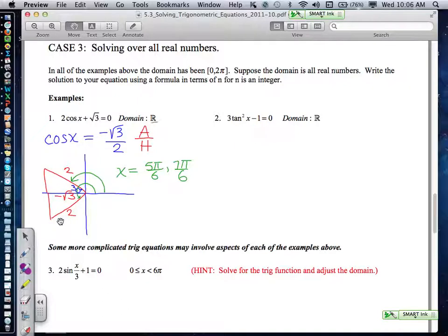Now, in this case, my domain is all real numbers. So I could have this angle right here that terminates at this point. I called that angle 5 pi over 6. But I could just as easily start at the same initial side, rotate past it, terminate here, and now that's 5 pi over 6 plus 2 pi. And I could do 5 pi over 6 plus 4 pi, and 5 pi over 6 plus 6 pi. I could write that out for the rest of my life and never finish. So instead, we come up with a formula. What would be a formula for 5 pi over 6 plus increments of 2 pi?